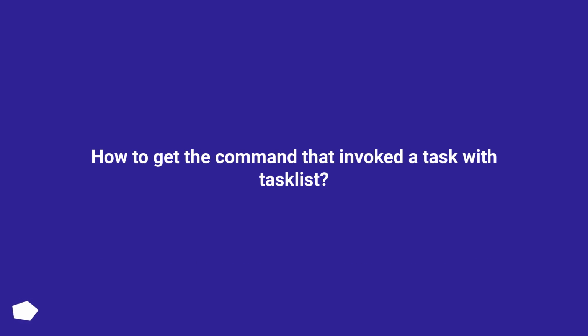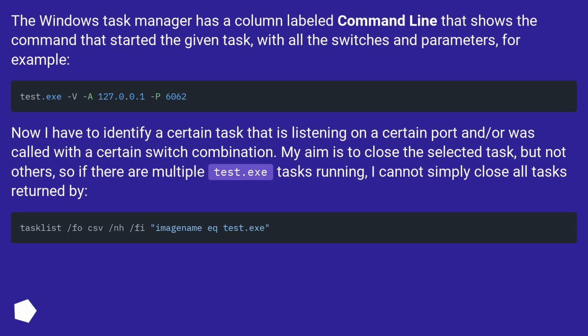How to get the command that invoked a task with tasklist. The Windows Task Manager has a column labeled command line that shows the command that started the given task, with all the switches and parameters, for example.